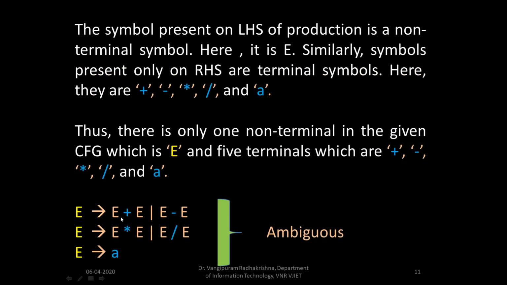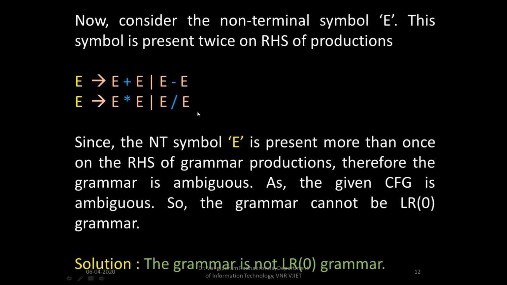So look at these 5 productions: E derives E plus E, E derives E minus E, E derives E star E, E derives E slash E, and E derives a. Of these 5 productions, 4 productions have their left-hand side non-terminal appearing twice on the RHS part of the production. Because the left-hand side non-terminal symbol appears twice on the RHS part of these productions, all these 4 productions introduce the property of ambiguity, and hence this grammar is ambiguous in nature. Because this given grammar is ambiguous in nature, it cannot be an LR0 grammar.